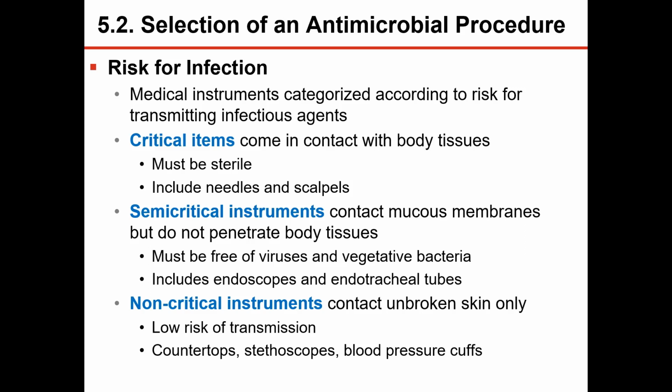Semi-critical instruments are ones going to contact things like mucous membranes, but do not actually break the skin to go into the tissue level. However, you still are inserting them into things, so this would be like probes. For these, we have to make sure that the viruses and vegetative bacteria are cleaned off of them. When we use the word vegetative, that means ones that are actively growing versus ones that are in an endospore. So endoscopes and tracheal tubes would be what we call semi-critical.